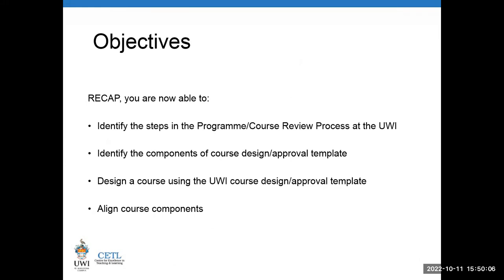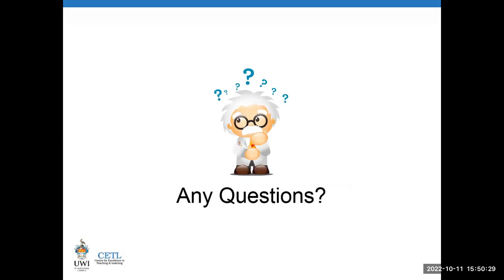We had a working document along the way where you created your course title, your course description, your course rationale, your learning outcomes, and so on. And of course, we looked at alignment of course components. So for example, your learning outcomes must inform your assessments. We were taking questions along the way, but are there any additional questions?